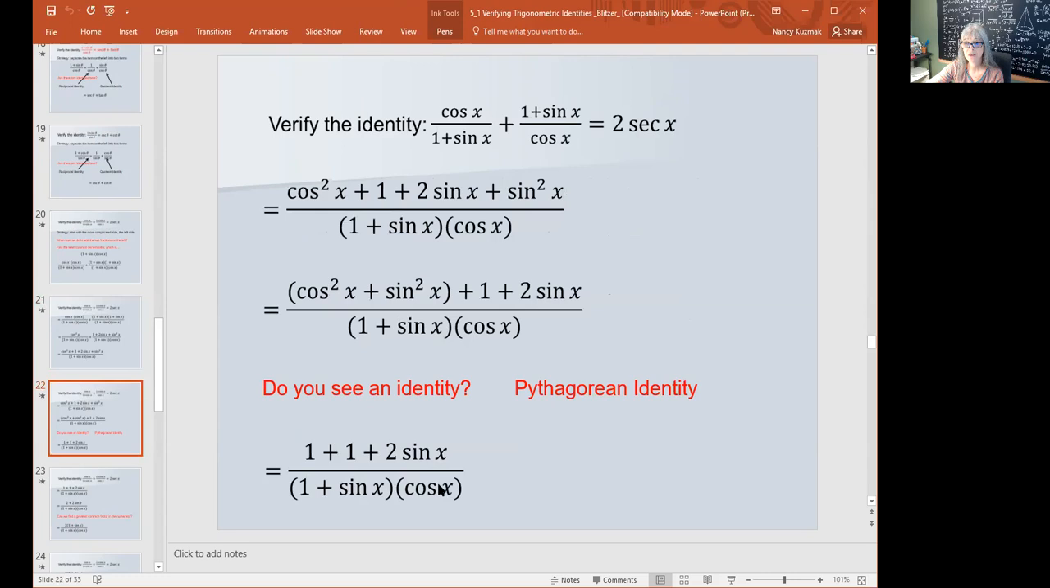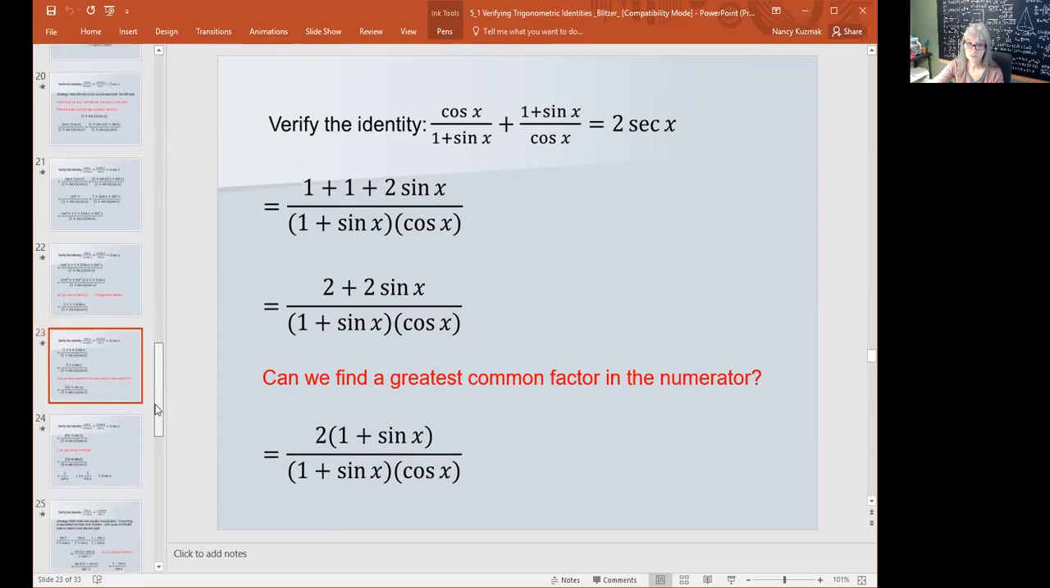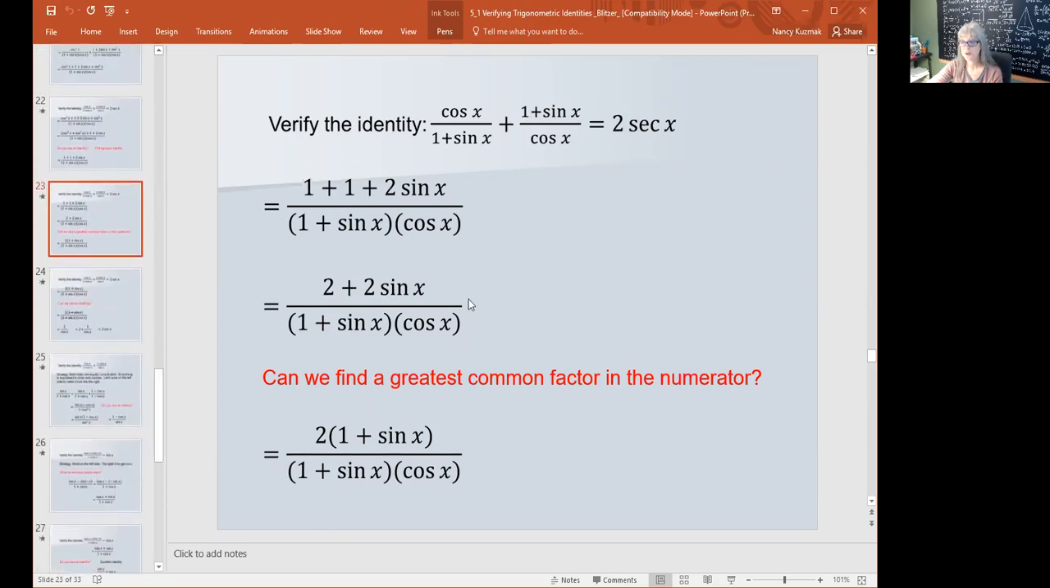Still haven't done the math in the denominator. Now I look at it and I'm like, oh look, I can add: 1 plus 1 is 2, so I'm at 2 plus 2 sine x. And I can factor out a 2 there, can't I, to get 2 times 1 plus sine x. And then look at that, that's going to cross out. If I had multiplied the denominator out, I would not have seen that being able to cross out. So that's what you're looking for, those opportunities to not do work, because it may cross out.